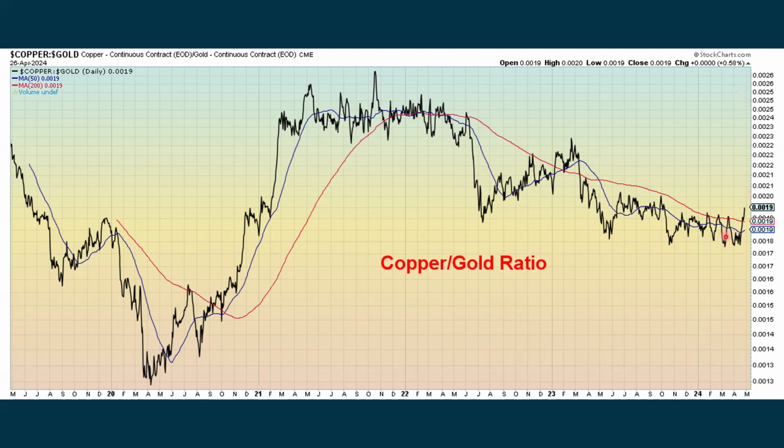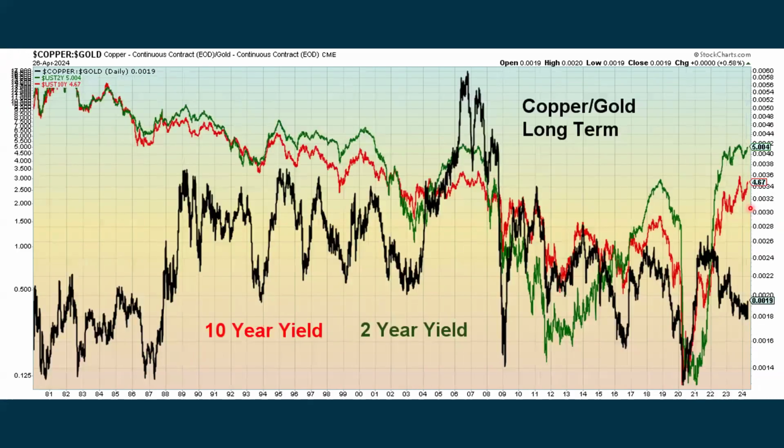Well, gold has been breaking out, but we're looking at this ratio. When this goes up, that means that copper has been underperforming gold, as gold has been under some pressure lately. Here's a longer-term chart going back to 1980. The black line is the ratio between the two, where overall copper has been underperforming gold, even though gold was not doing all that well until recently.